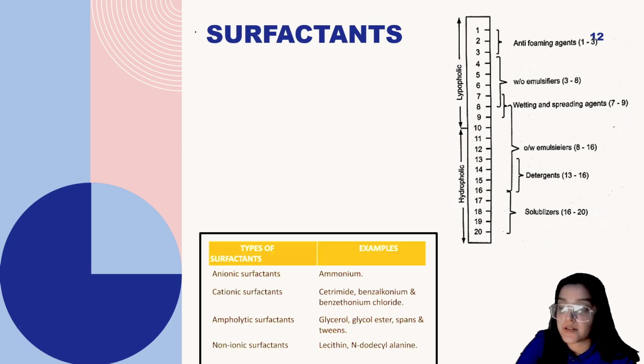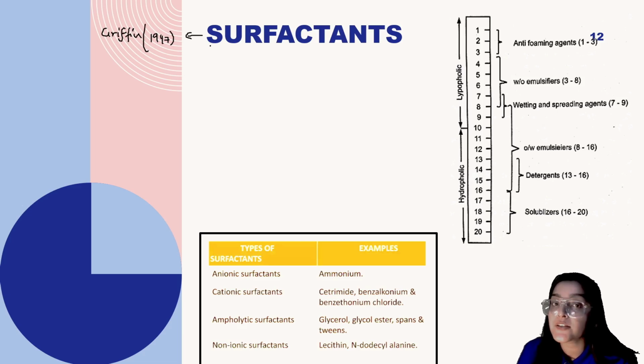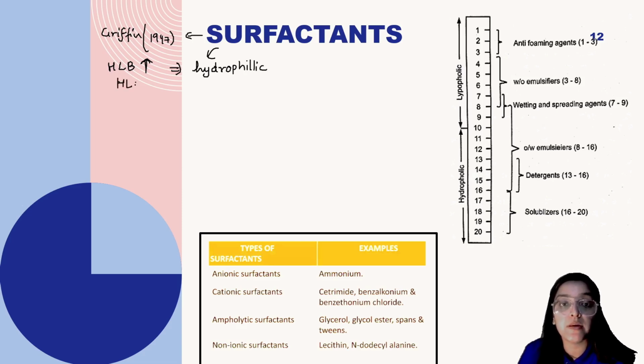Yeah, surfactant. So it was introduced by a scientist named Griffin in 1947. This scale actually represents the hydrophilicity and the lipophilicity of the compounds, which includes that if the HLB value, the hydrophilic lipophilic balance, is high, it will be the hydrophilic one. If the HLB value is low, then it will be the lipophilic one.